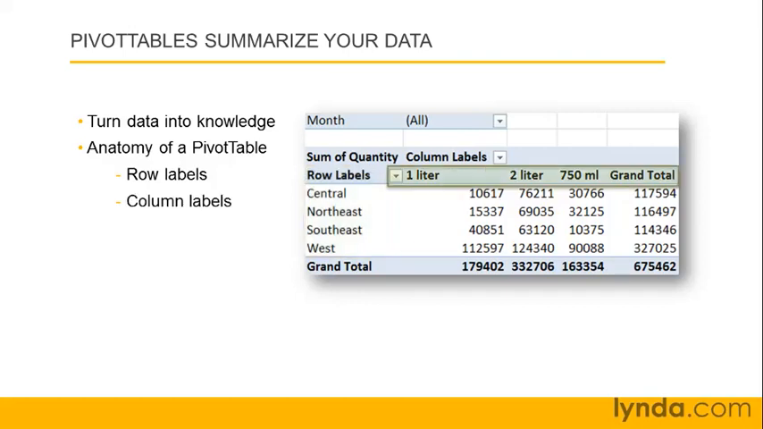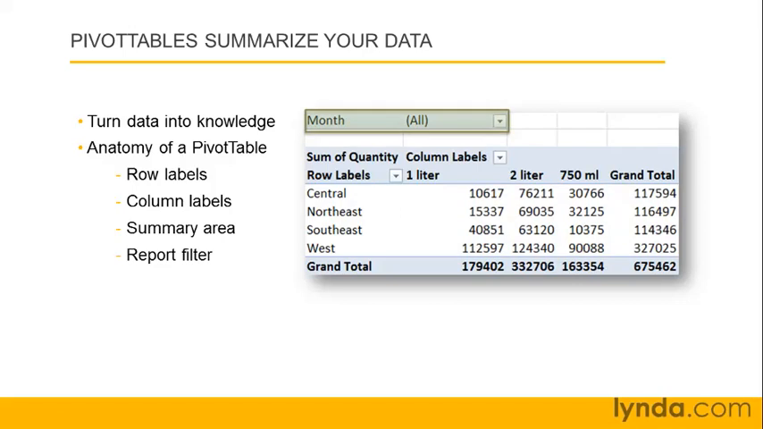We also have column labels, and the column labels are also taken from the data that we just saw. We have different size bottles that we're selling. And where the rubber meets the road is the summary area. So for example, we know that the central region has bought over 10,000 bottles of the 1 liter size, and they've bought over 76,000 bottles of the 2 liter size because it's summarized. Now, we can have sort of a third dimension to the pivot table using the report filter. So in addition to our row and column labels, we can also filter by month.